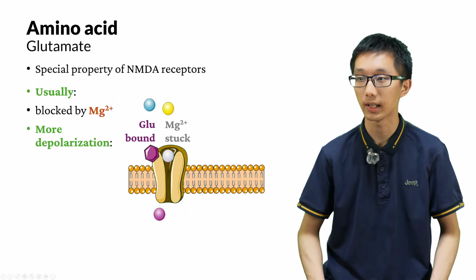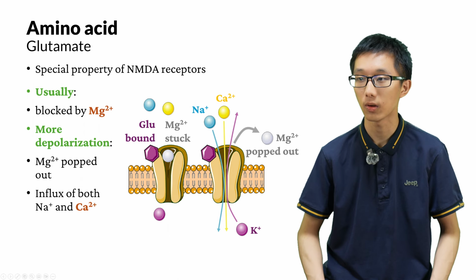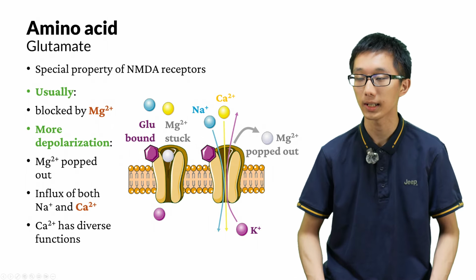However, when there is enough depolarization, the magnesium ion is popped out, and now the cations can flow in and out of the channel. Moreover, this channel allows both sodium and calcium to flow in. The influx of calcium can cause diverse reactions in the postsynaptic cell. And NMDA is very important in synaptic plasticity, especially long-term potentiation and long-term depression. These are the long-term kinds of synaptic plasticity that we talked about in the last episode.